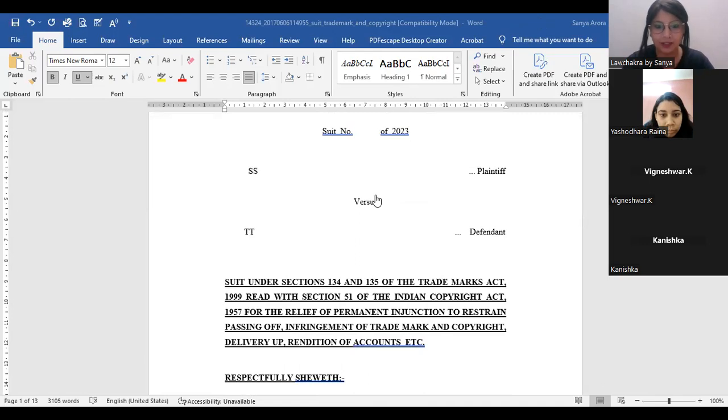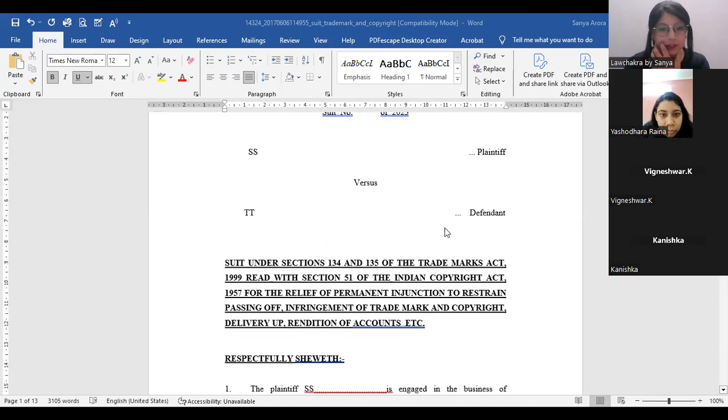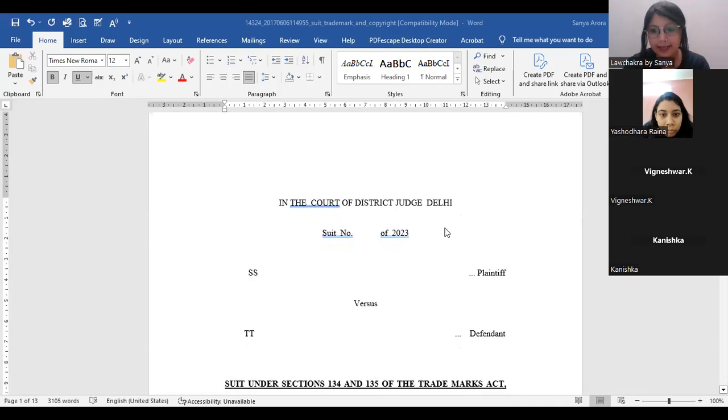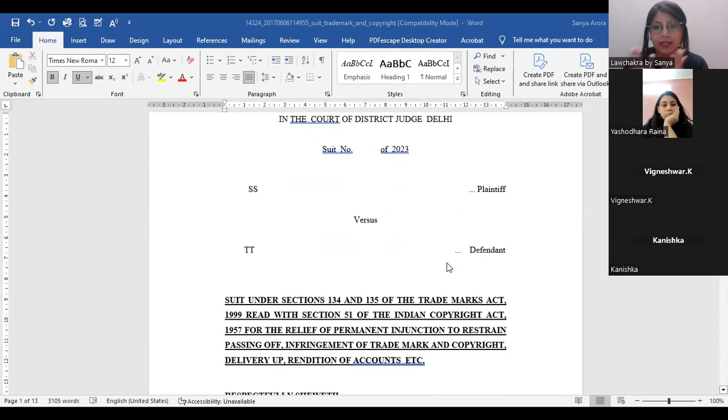Okay, great. Now, if you can see on your screens, in the very first line that you will see, it is written in the court of District Judge Delhi, and then suit number, and then plaintiff, defendant. On the left side the name has to be written, in the middle versus will come, below that the second name will come, plaintiff will come, defendant will come.